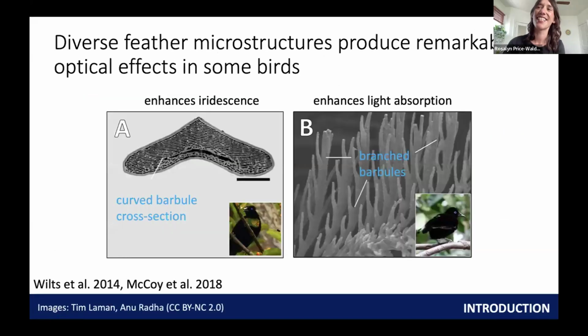Okay, so in the last few years, there have been some interesting descriptions of how modifications in feather microstructures can change the appearance of colors in lots of interesting ways. So for example, in A, the evolution of these curved boomerang-shaped barbules actually enhances the angle dependence of the underlying green structural color, so that a single iridescent feather can produce colors that range from green to orange. And in B, the evolution of these branched barbules in black feathers enhances light absorption, resulting in super black plumage.